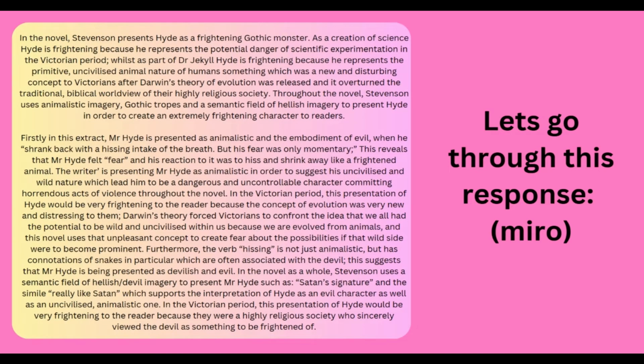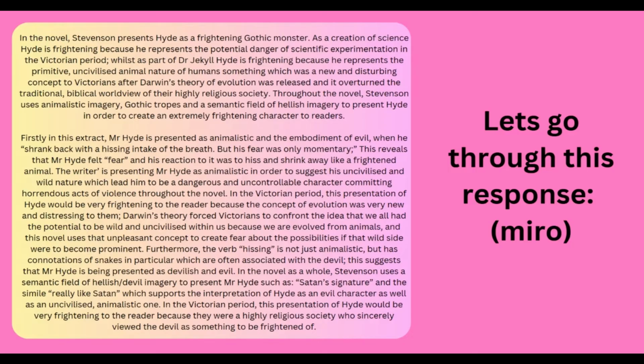Now let's go through the response. So, in the novel, Stevenson presents Hyde as a frightening Gothic monster. As a creation of science, Hyde is frightening because he represents the potential danger of scientific experimentation in the Victorian period. Whilst, as part of Dr. Jekyll, Hyde is frightening because he represents the primitive, uncivilized animal nature of humans, something which was a new and disturbing concept to Victorians after Darwin's theory of evolution was released. It overturned the traditional biblical worldview of their highly religious society.